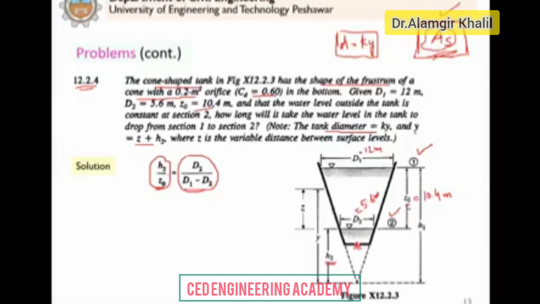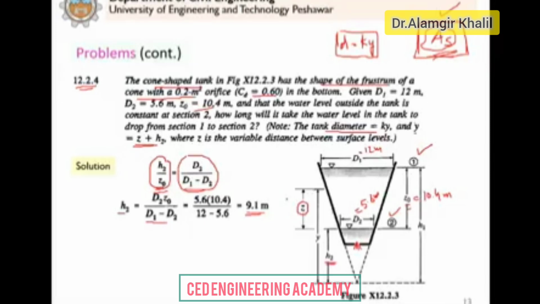So from here we can simplify. H2 is equal to D2 into Z0 divided by D1 minus D2. Now everything is known. Just plug in the value. So H2 is now 9.1 meter. And now we are given that this Y is equal to Z plus H2. What is Z? Z is essentially this distance. Y minus H2 will be your Z.